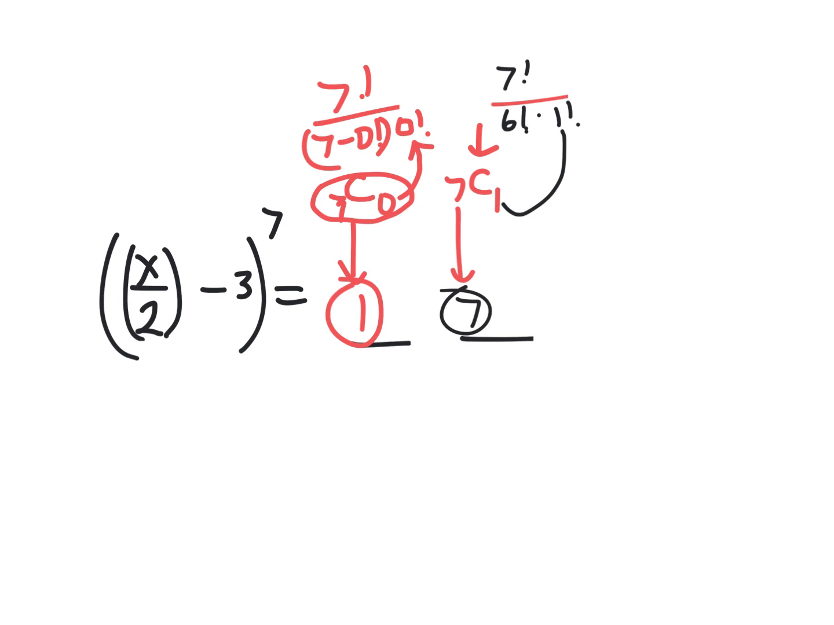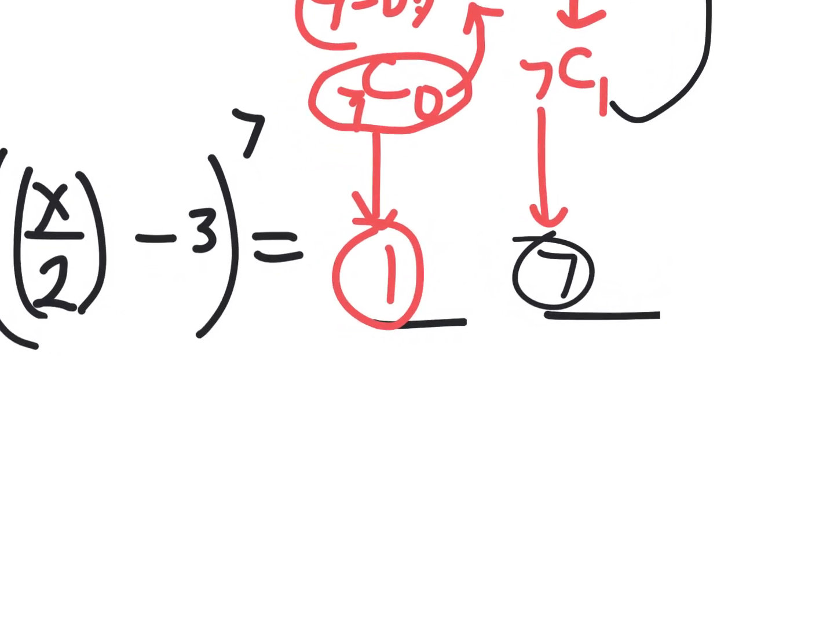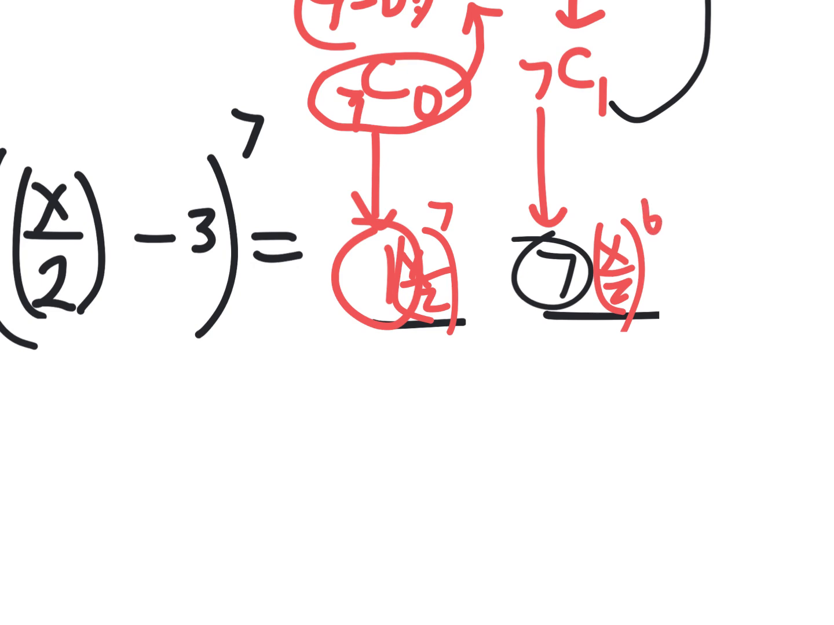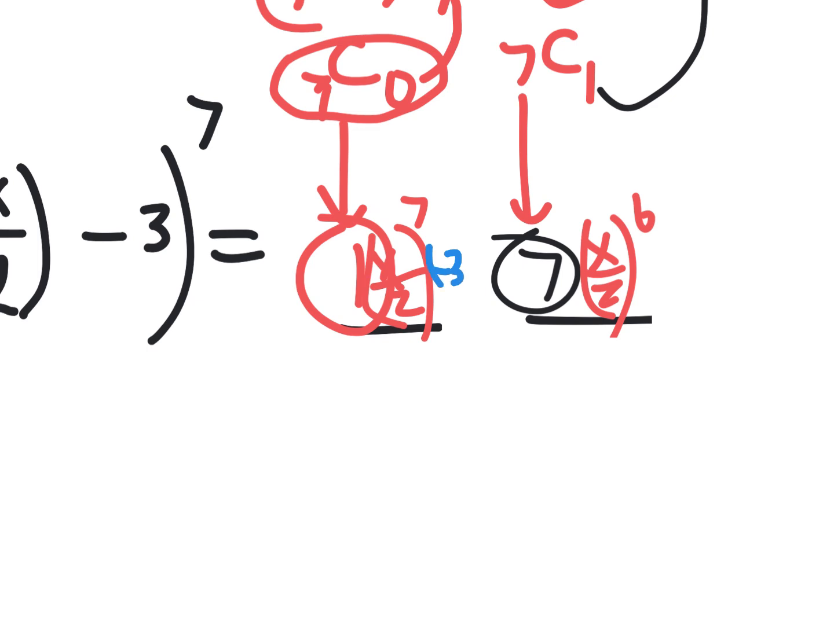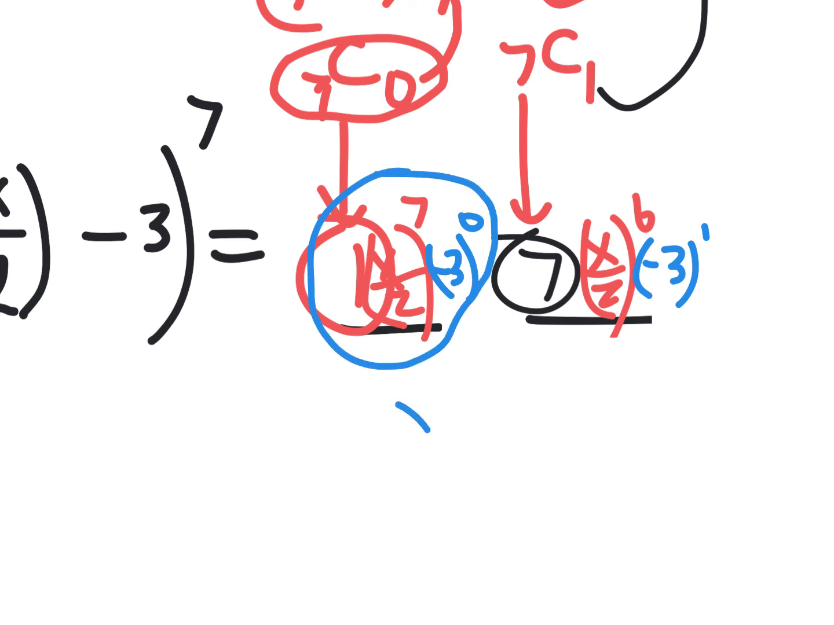All right, then you got to do the x over 2 everywhere. X over 2 to the 7th. X over 2 to the 6th. And last but not least, you have to do the negative 3's. Negative 3 to the 0. Negative 3 to the 1. Well, it's not that bad. This one is just x to the 7th over 2 to the 7th. Notice I kind of like distributed out the power of 7.